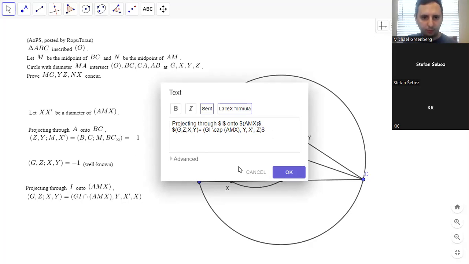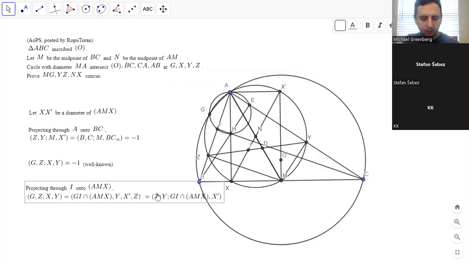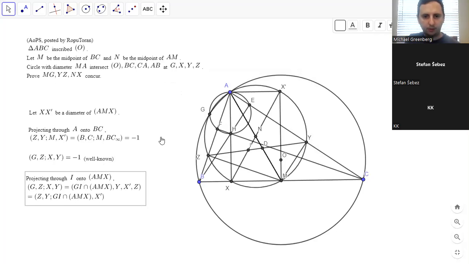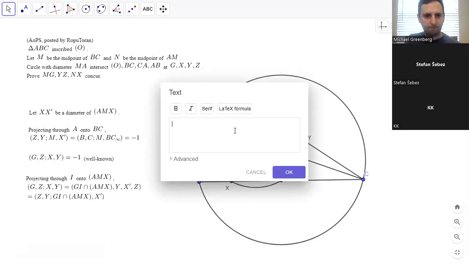But yeah, I did these in a little different order, but I think this should equal like that. Let's see if this fixes it. I think I need to do a double backslash. See what that does. There we go. So this means that M is equal to GI intersect AMX. And that means that MG, YZ and NX concur at I.